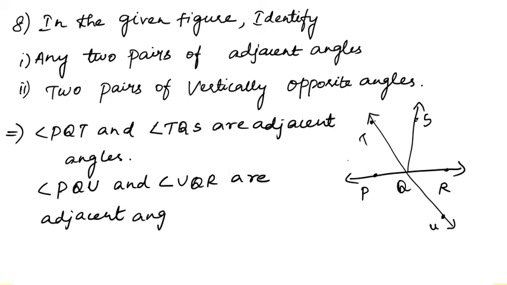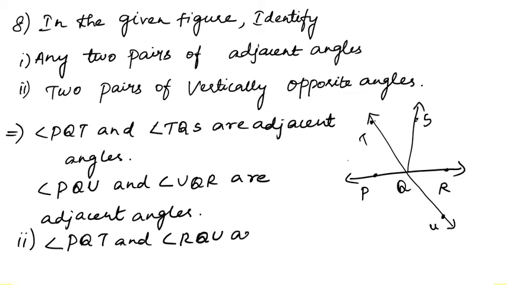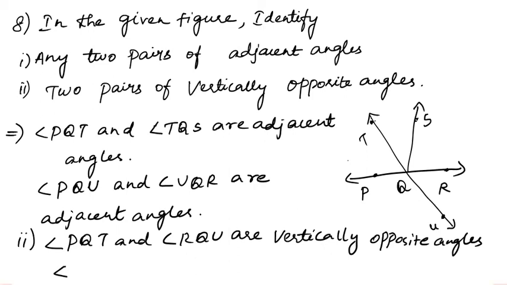So next we'll write for vertically opposite angles. Here the vertically opposite angles are angle PQT and angle RQU are vertically opposite angles. So similarly we have angle TQR and angle PQU are vertically opposite angles.